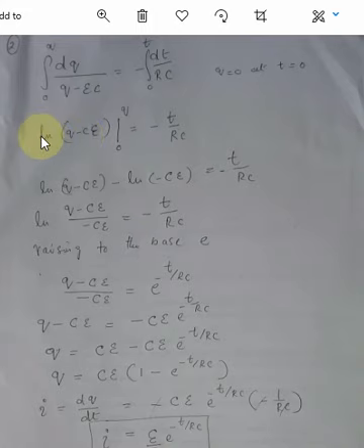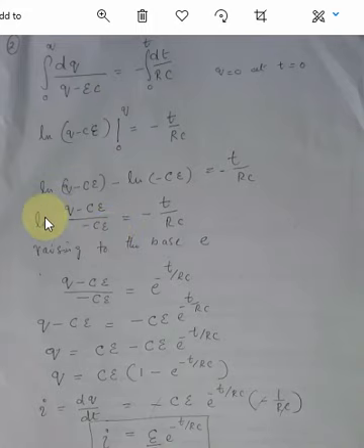We will get log of Q minus EC, then minus the lower limit, we will replace Q by 0. So this will become log of minus EC when we put the lower limit. This will be equal to minus T over RC. Now this difference of two logs can be written as this ratio, Q minus EC divided by minus EC.